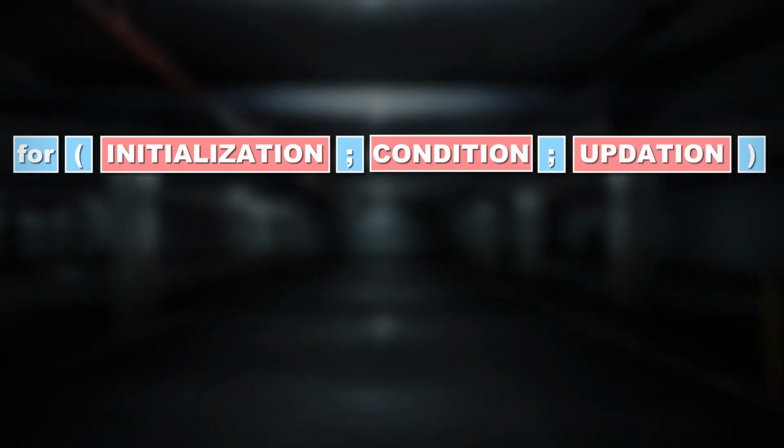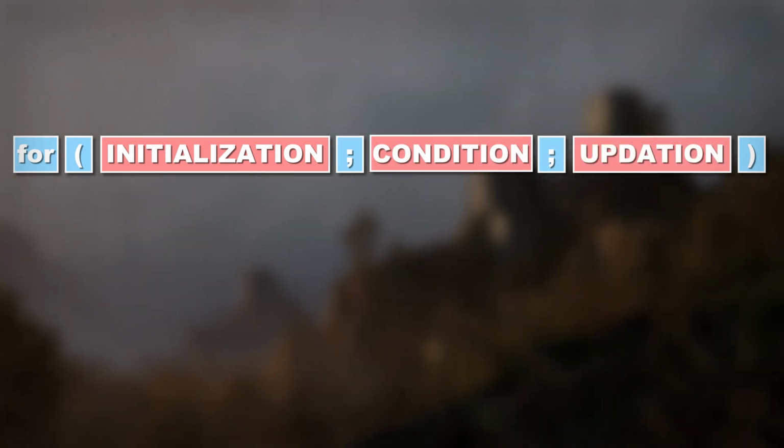For a for loop we need the for keyword, an initialization statement which initializes a variable, a condition, an updation statement which changes the variable, and then of course we also need a code block that should get executed. Let's look at an example.